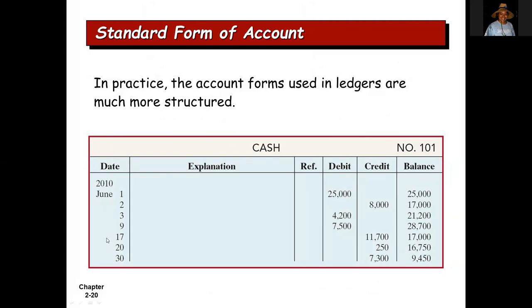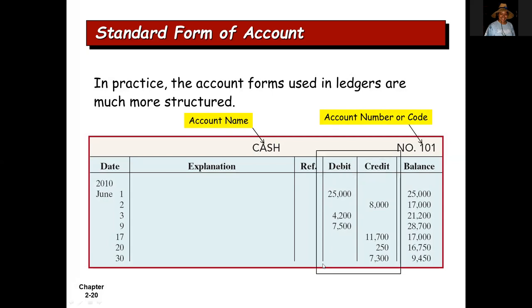There's a column for a date, explanation, a reference column, a debit column, a credit column, and a running balance. So the name in this case is cash. The number assigned to the cash account is 101. There's debit entries and there's credit entries. That means that when there's debit entries, money is coming into the company because it increases the cash account. And when there's credit entries, money is leaving the company, for example, to pay bills or to pay salaries. It decreases the balance. And then you have the running balance.